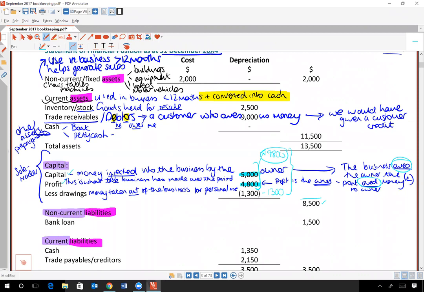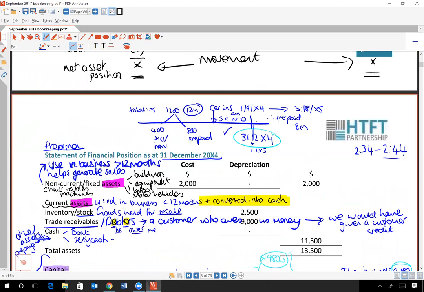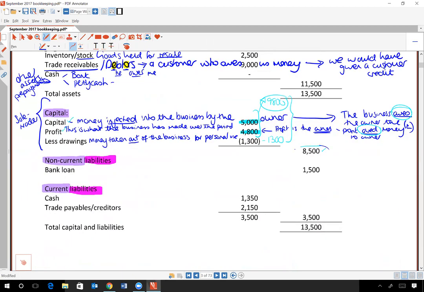Brilliant. Now, interestingly enough, let's remember this is the 31st of December 2004. As at the 1st of January 2005, the capital brought forward will be 8,500. So the opening capital next year is 8,500.